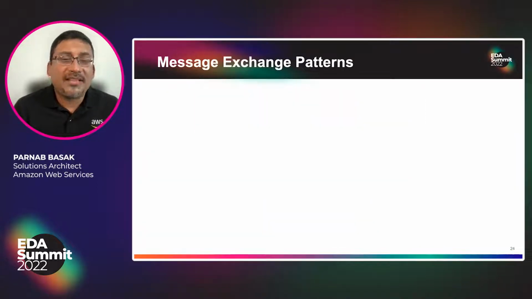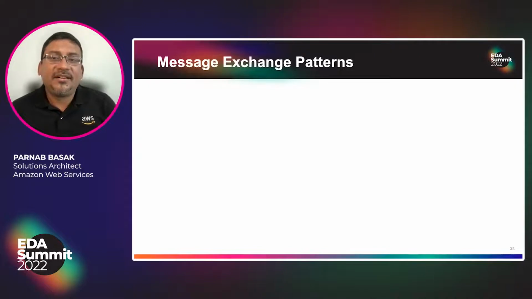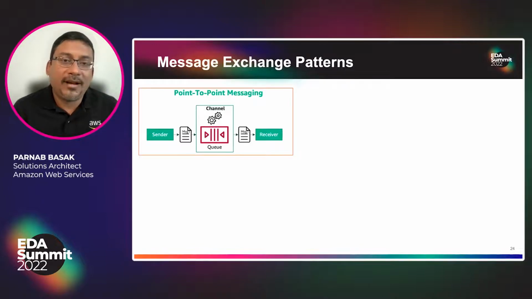So most messaging applications can be reduced to a series of interactions that adhere to one of the following message exchange patterns, or MEPs. The first being point-to-point. In the point-to-point domain, message producers are called senders and consumers are called receivers. They exchange messages by means of a destination called a queue. Senders produce a message to a queue. Receivers consume messages from the queue. What distinguishes point-to-point messaging is that a message can be consumed by only one consumer.